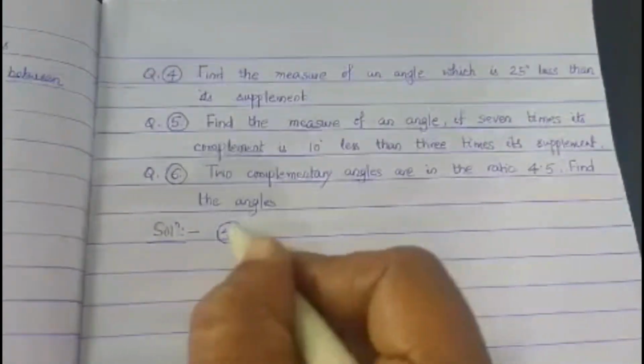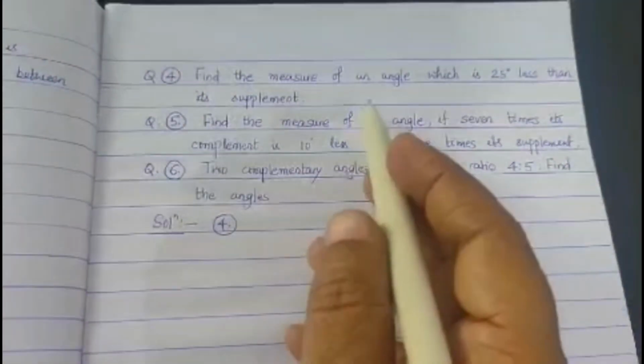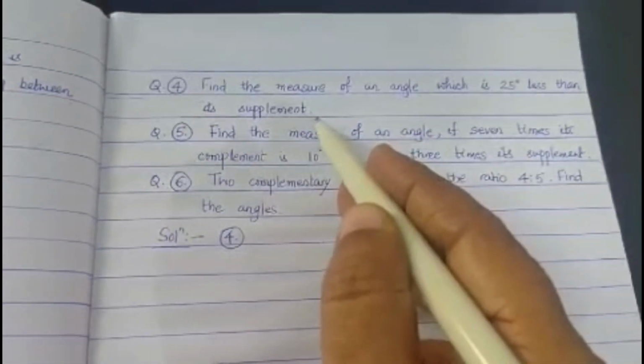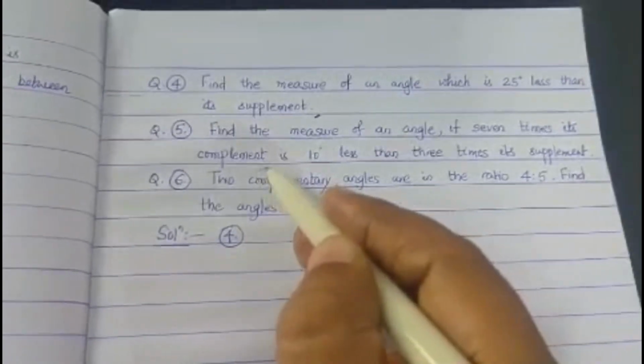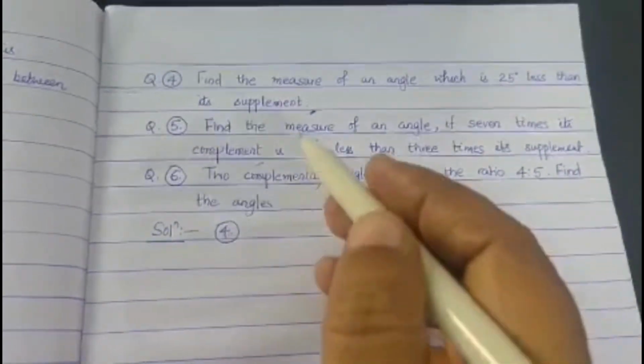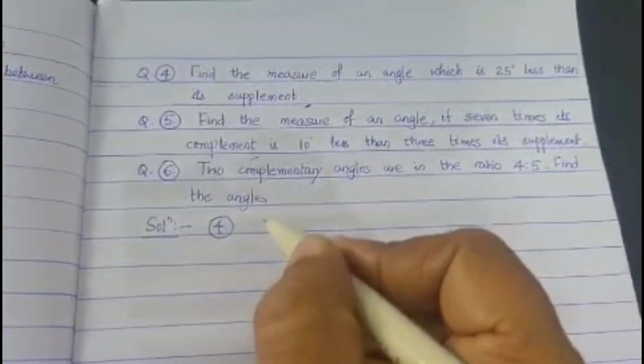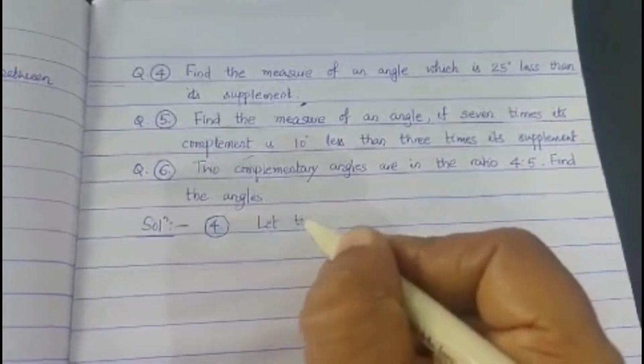First, the solution of question 4. Find the measure of an angle which is 25 degree less than its supplement. So from supplement you understand supplementary angle. From complement you understand complementary angles. Alright. Find the measure of an angle which is 25 degree less than its supplement. So let the angle equal to x.